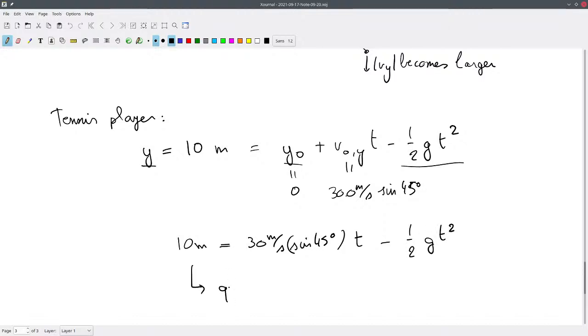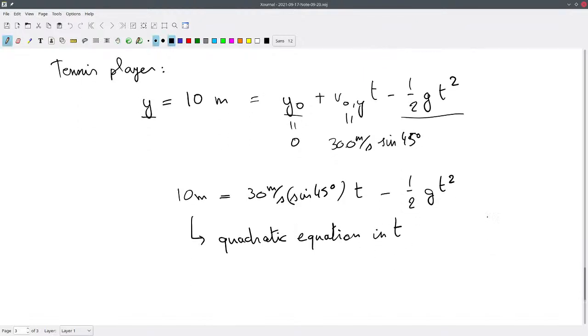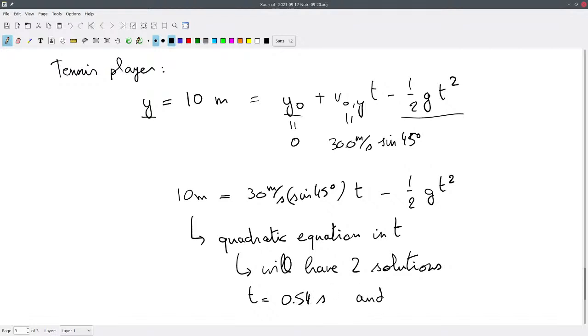And this is a quadratic equation, and I'm going to end with this here. It's a quadratic equation in t, so you know this will have two solutions, right? It turns out the solutions will be t is 0.54 seconds and t is 3.79 seconds. Now, why did we get two solutions?